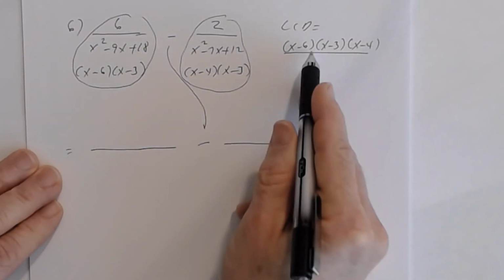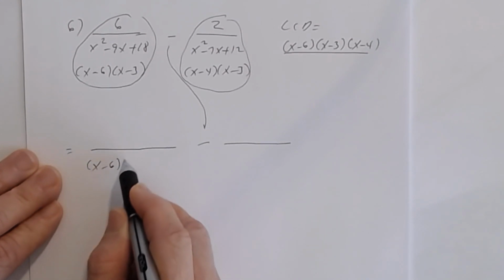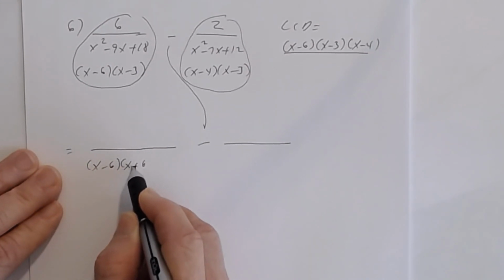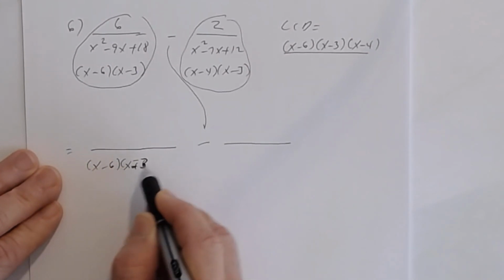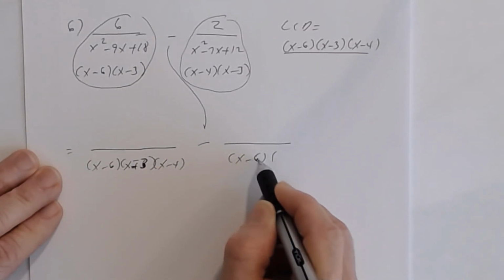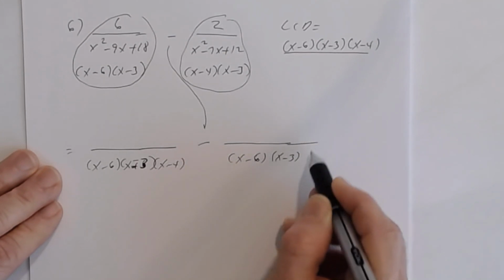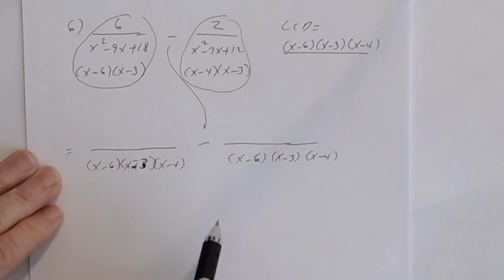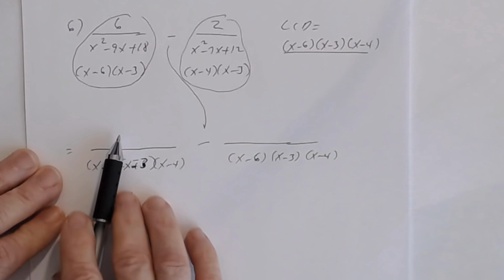And so your least common denominator is this. You're going to say x minus 6, x minus 3, and then x minus 4. x minus 6, x minus 3, x minus 4. All right. Now what you've got to do is figure out what the numerator is.